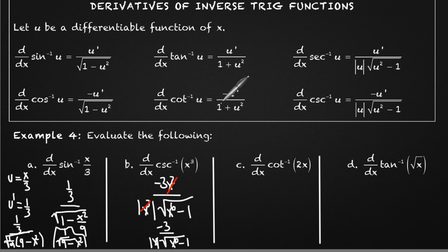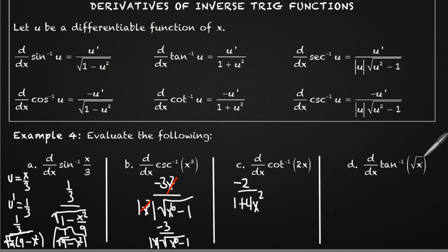Same type of thing, you're just following the formulas here. Negative u prime. Well, u is 2x, so u prime would be the derivative of 2x, which is just 2. So it's going to be negative 2 over 1 plus u, which is 2x, squared, which is 4x squared. Very easy. Inverse tangent. All right. So now we're going to do u prime.